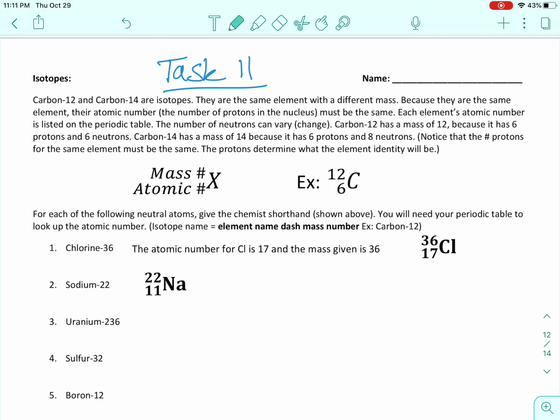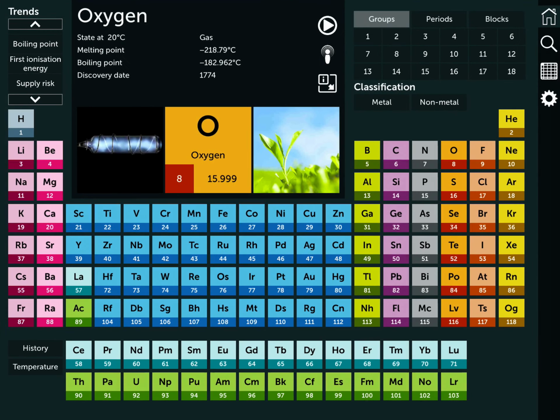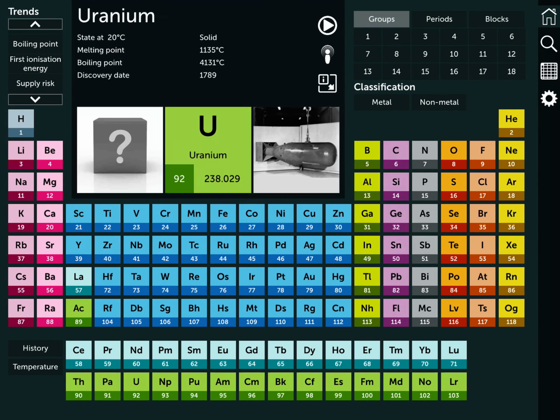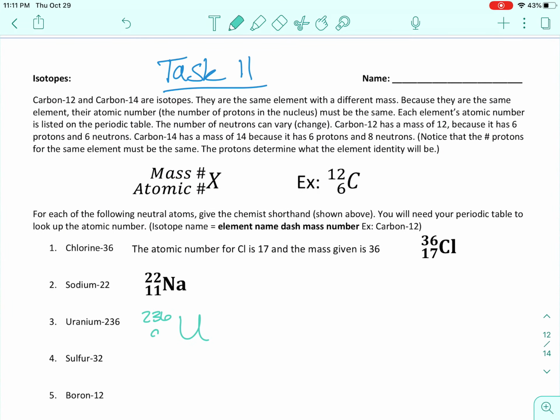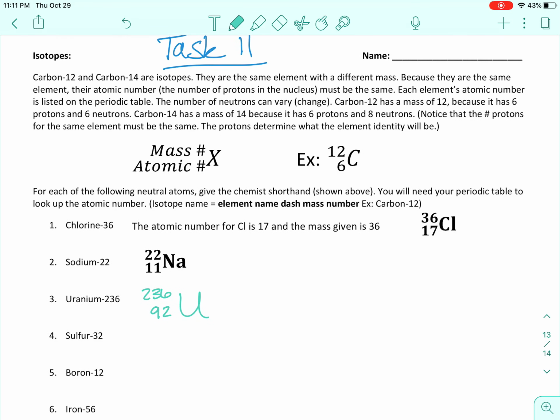Okay, so uranium, 236. So 236 is the top number, that's the given. The symbol for uranium is U. Look up our periodic table. U is on the bottom. It's going to be number 92. The atomic number is 92. Sulfur 32. Sulfur has a symbol of S. 32 on top. And when you look it up on the periodic table, the atomic number is 16.